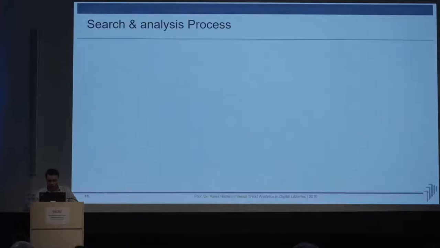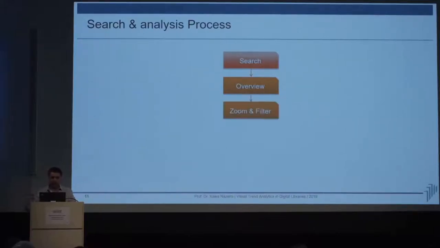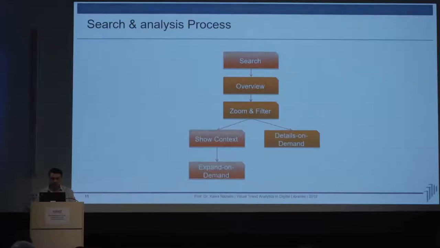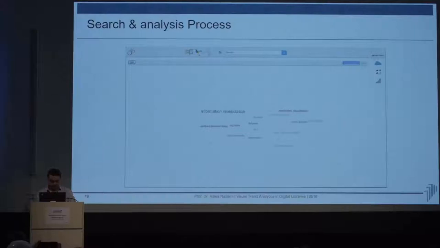So we talked about search and analysis processes, and we have two different processes defined in this visual interactive system. First of all, you start with a search and get an overview after the search. That's commonly the way search works. You get an overview, perhaps as SERPs on one side, and then you go through zoom and filter, where you click or not click, and you can show context on demand or take a look at the details on demand. And this is a way you can start.